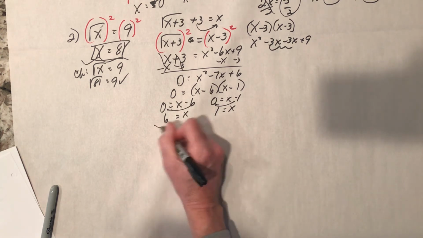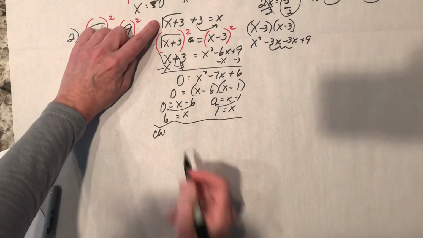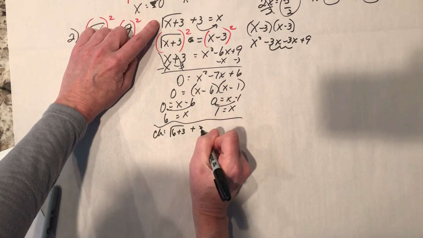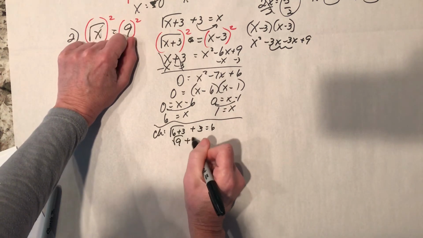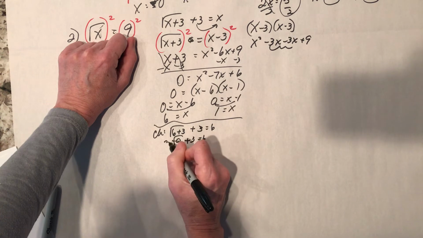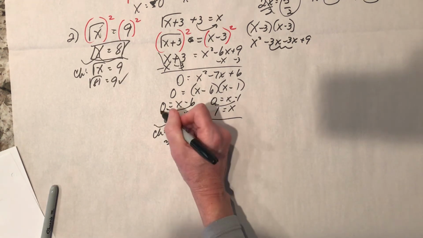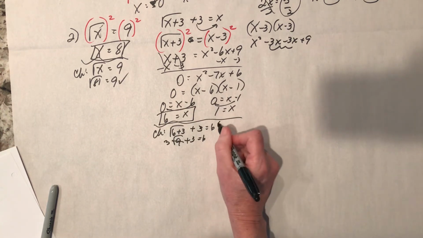We have to check both of those numbers. Let's start with the 6. Put it into the original equation. The square root of 6 plus 3, plus 3 equals 6. That's the square root of 9 plus 3 equals 6. The square root of 9 is a 3. 3 plus 3 equals 6. That's a good answer.